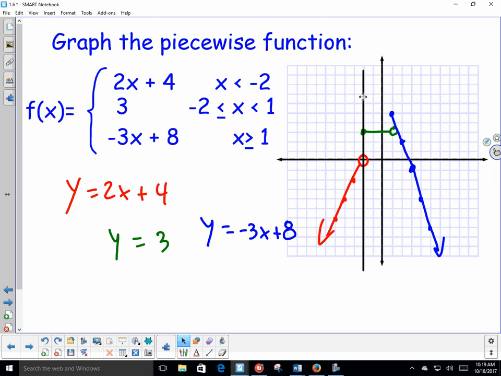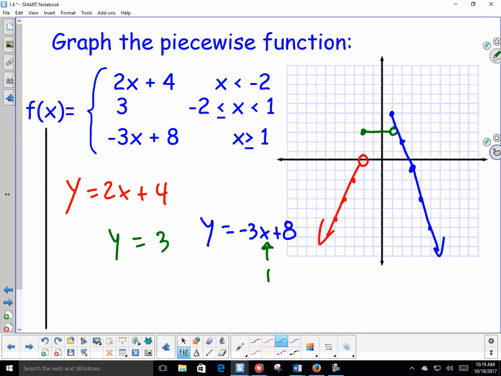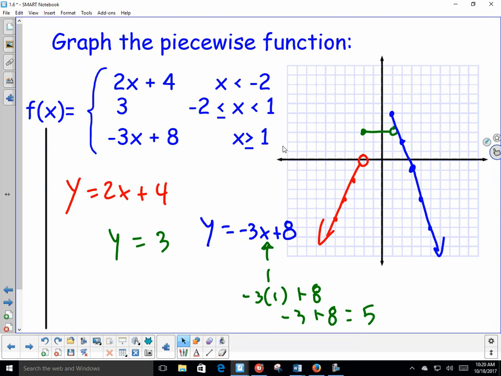Pardon me? Why did I start at 5? Because if I plug in 1 into this function right here, because I want to start at 1, that's -3 times 1 plus 8, which is 5. So I know that's where it starts at 1. I could draw in the whole line and erase that part. This is what the graph looks like.